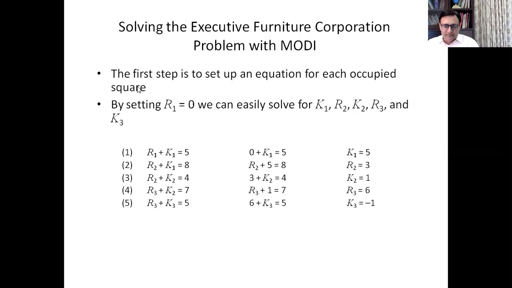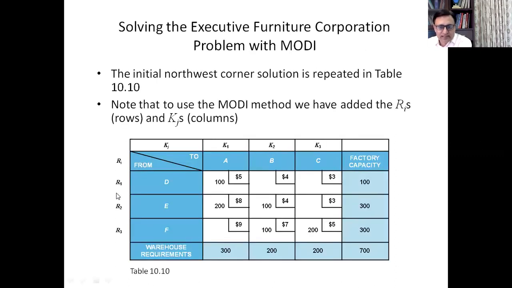Here, the first step is to set up an equation for each occupied cell. So these are the equations we have calculated. Let us move back to that table. Here R1 plus K1 is equal to the cost factor, that is $5. So R1 plus K1 is equal to 5. Similarly, the second will be R2 plus K1 is equal to 8. And thirdly, R3 plus K2 is equal to 7, and similarly R3 plus K3 is equal to 5. So these are the five equations which we have got.